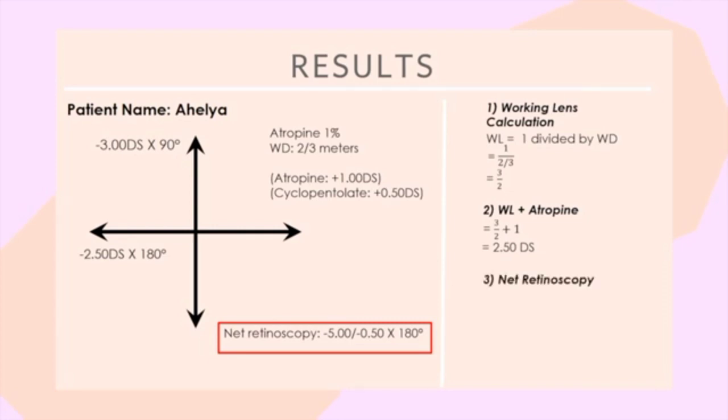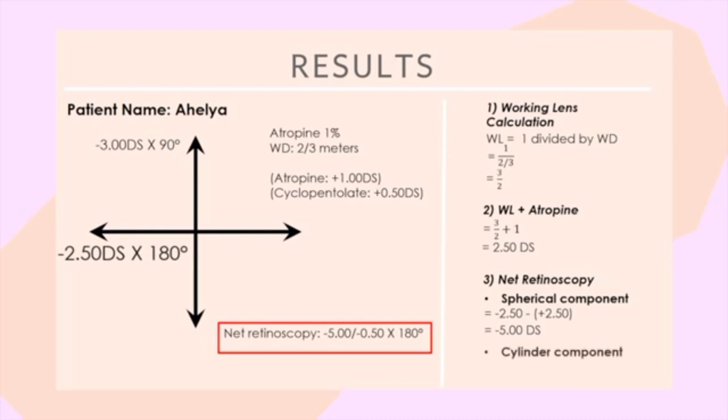You can decide if you want to work in minus lenses or plus lenses. For our example, we're going to work in minus lenses, and by working in minus lenses, we have to take the higher number and minus our working lens and atropine to get our spherical component. Minus 3 might be the bigger number, however minus 2.5 is a higher number as it's closer to 0. Therefore, our equation would be minus 2.5 minus 2.5, which equals minus 5.